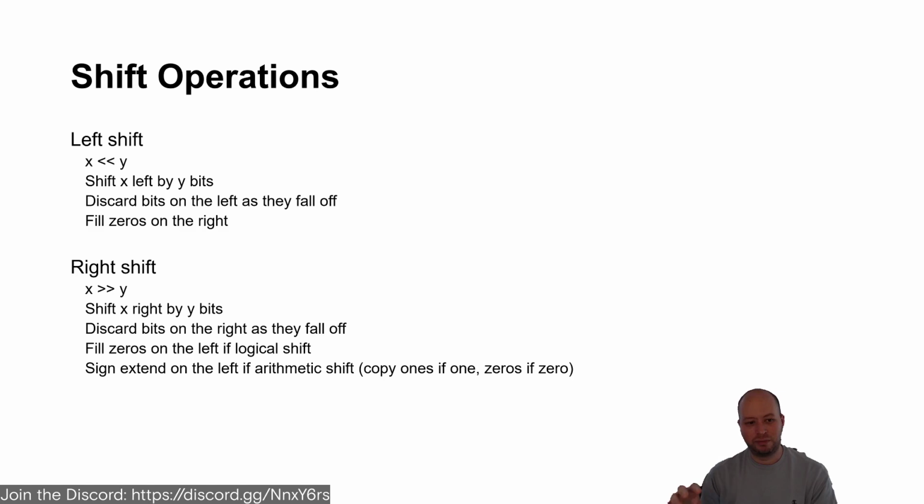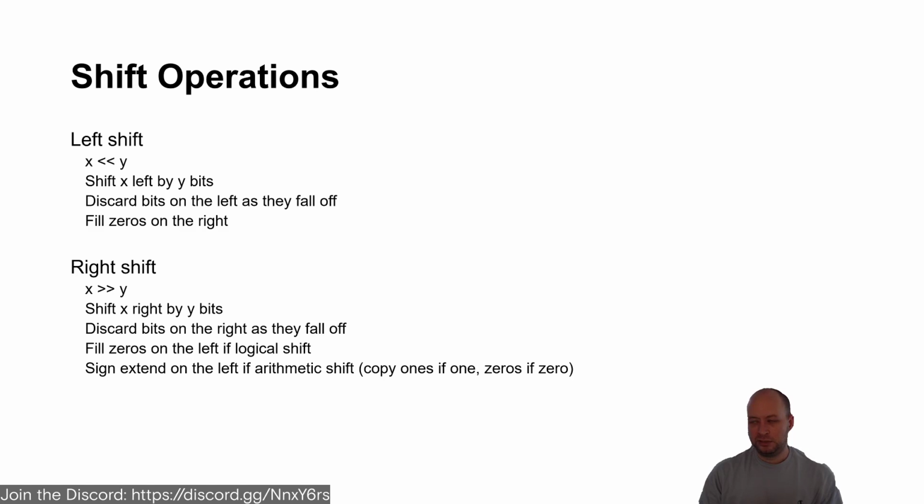Keep in mind, however, that with a right shift, it will sign extend on the left. Meaning, if you're a negative number, it's going to do this in the 2's complement format, so if the sign bit is a 1, it's going to copy in 1s. If the sign bit is 0, it's going to copy in 0s. So right shift is a little bit more temperamental.